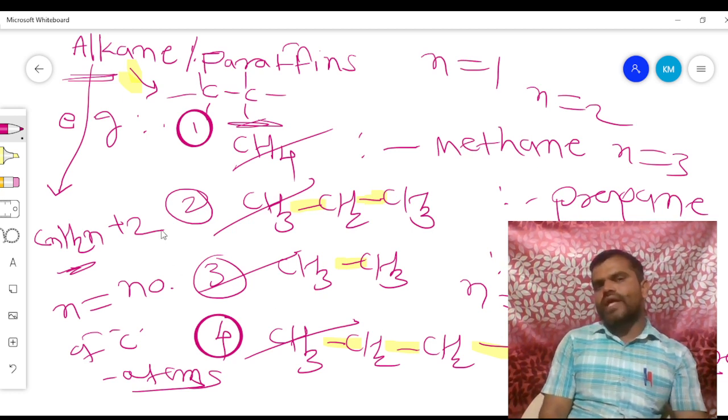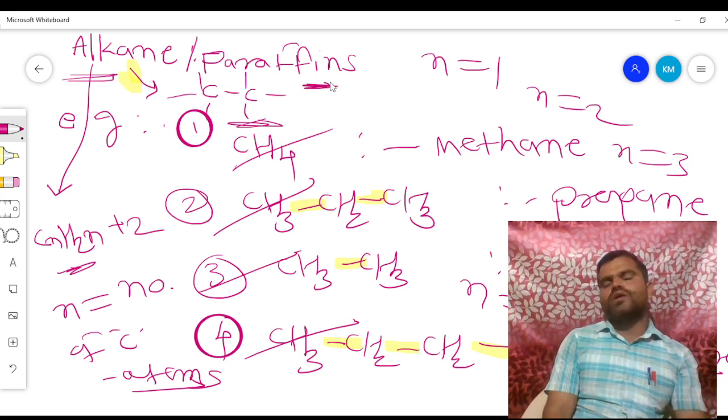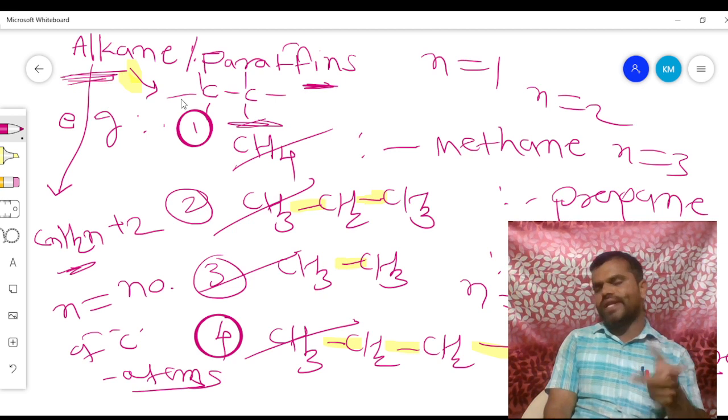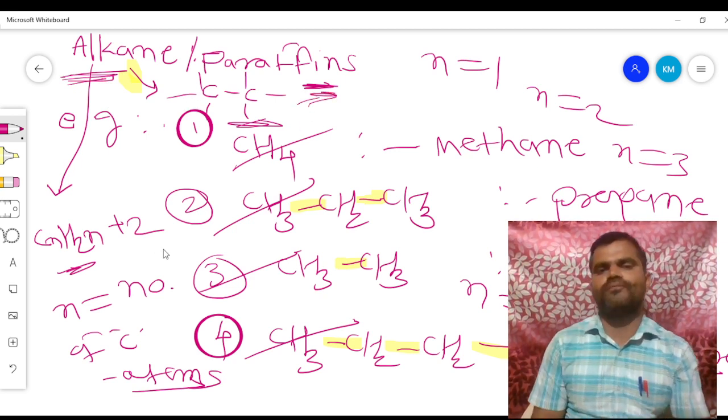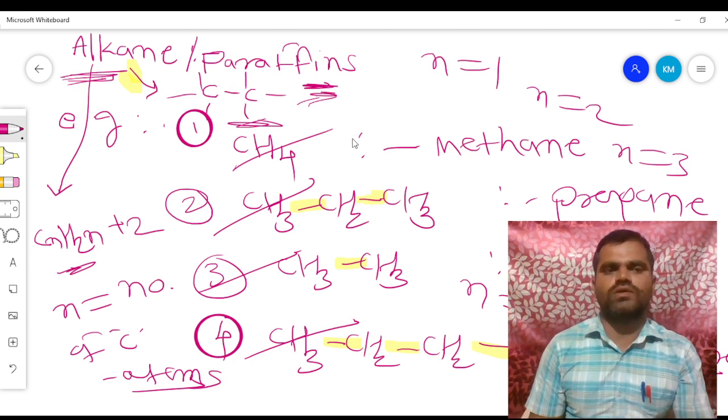Then why is it known as paraffins? Do you know? We learned that alkanes have low reactivity in nature. That's why alkane is also known as paraffins. Okay, this is all about alkanes.